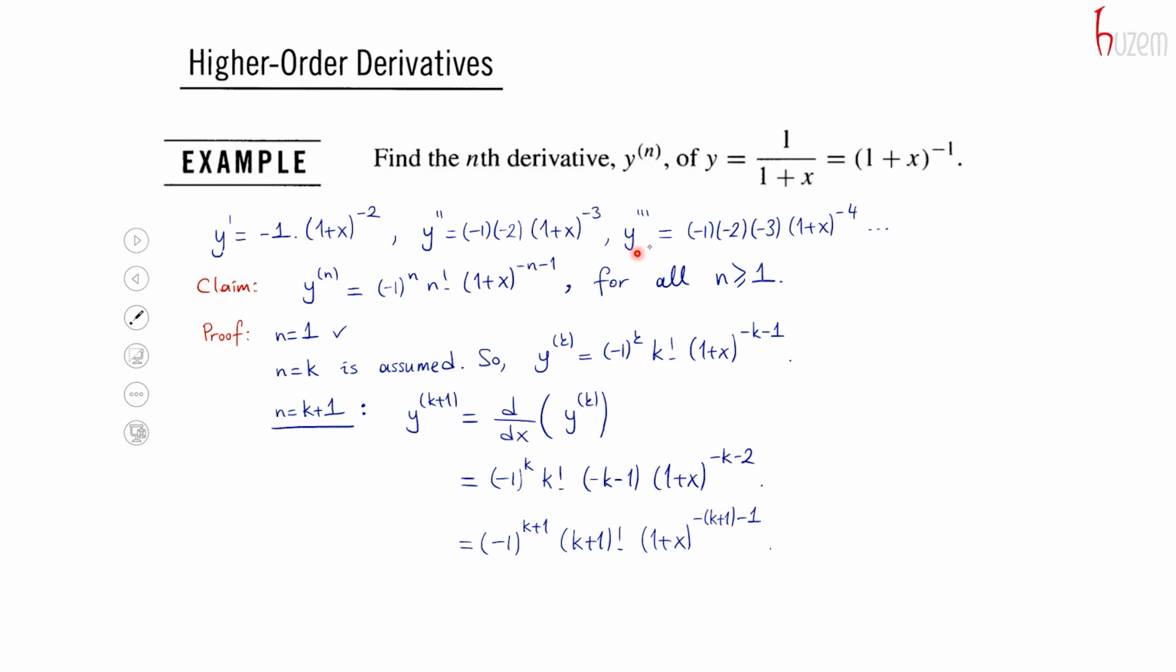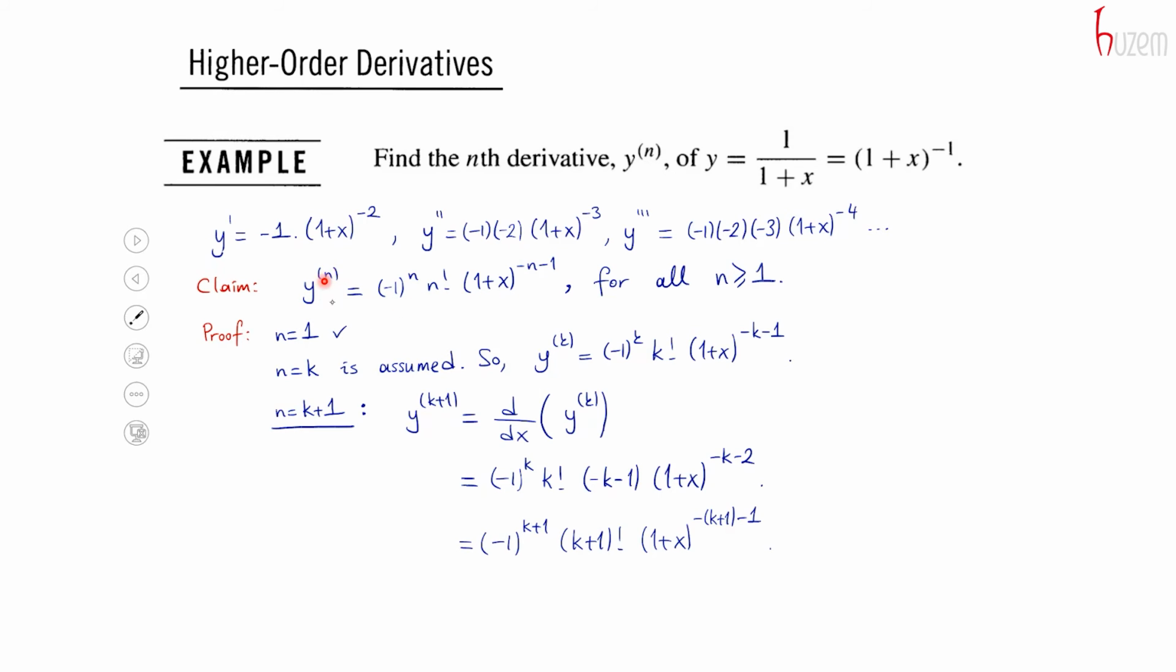And in the third derivative, we keep doing the same thing, applying the power rule for differentiation. So minus 1 times minus 2 will be multiplied by minus 3 here, and we decrease the power by 1, so we get this. So we keep doing this, but we need a formula which is valid for any integer bigger than or equal to 1. So intuitively it is clear that the formula should be this one.